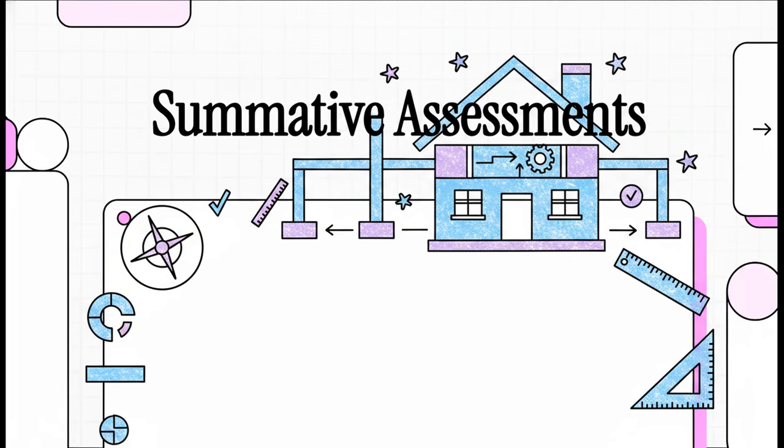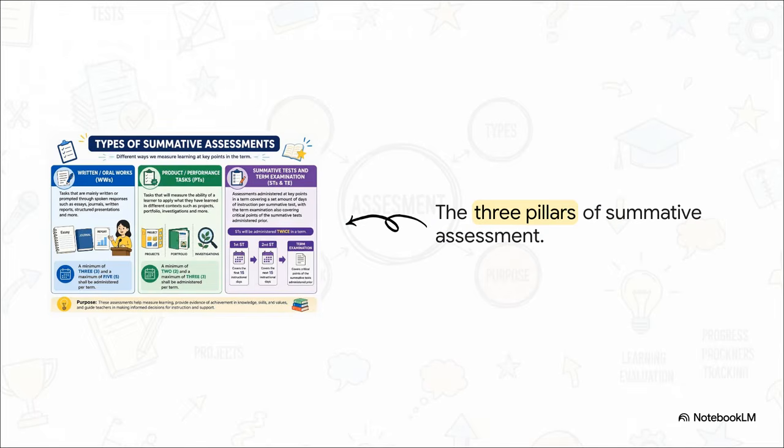Let's dive in. Now, if you look at the entire framework of student evaluation, it's basically supported by three distinct pillars. You can actually think of them kind of like the three lanes on a MOBA map. We have written and oral works, product and performance tasks, and finally, summative tests and the term examination. Each one of these has a very specific job, a unique frequency, and a targeted purpose. We're going to break these down step by step.